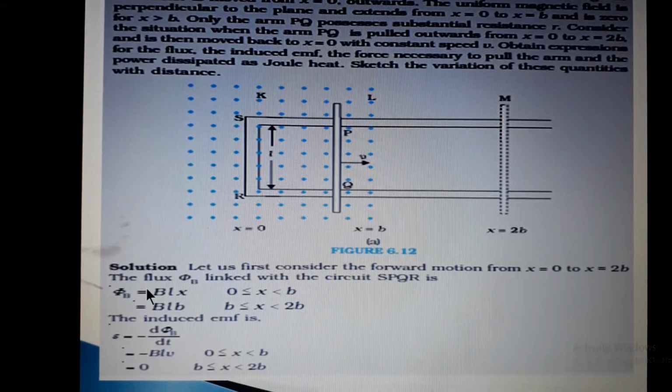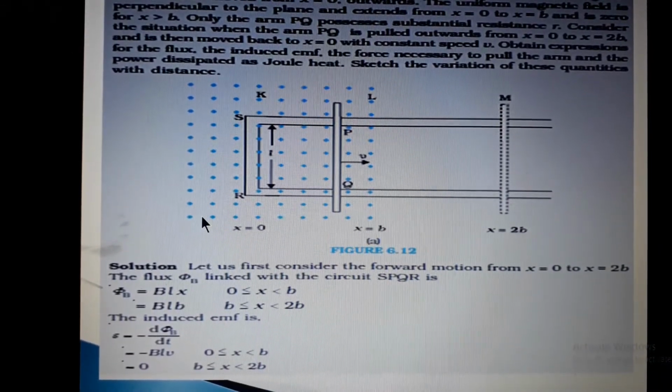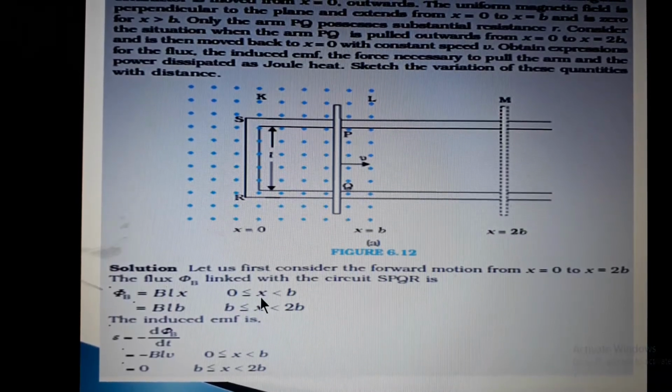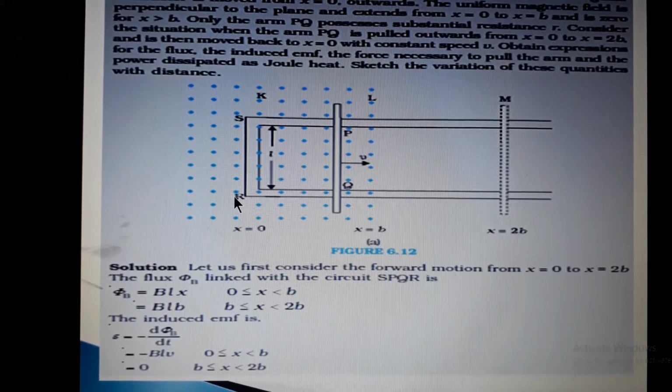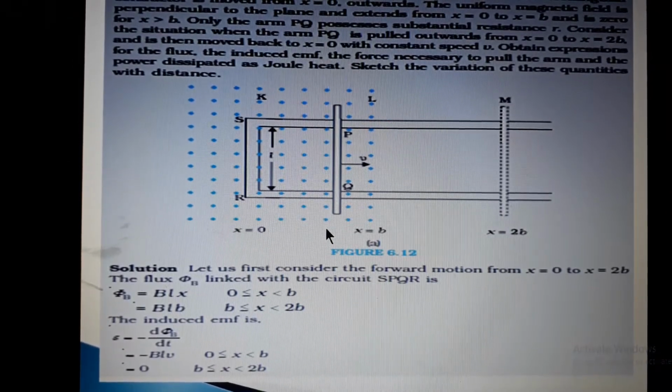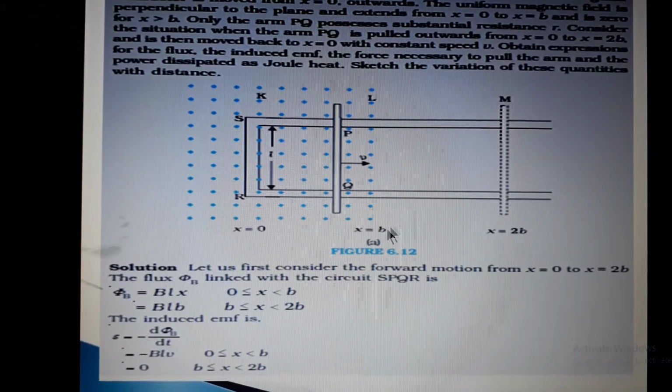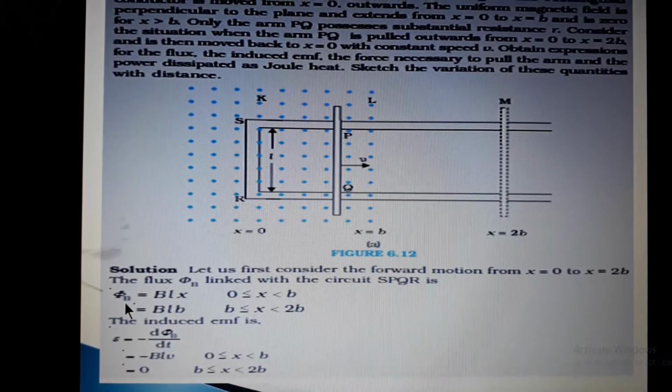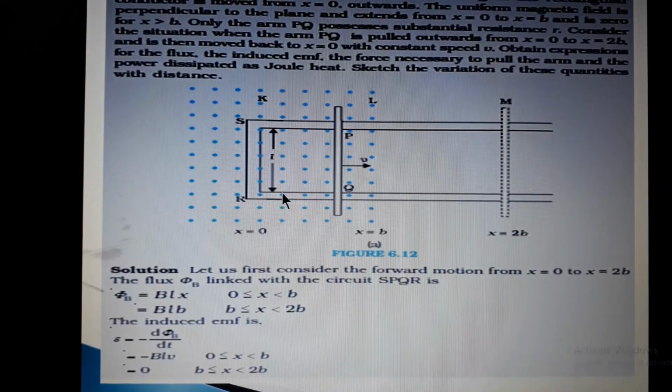First of all, find phi. Now you should understand there are only two conditions: one is when x is between 0 and b, and the other is when x is between b and 2b. So find the flux phi. Phi is equal to B into A, where A means area. If this is rectangular, area is equal to length into breadth. So here it is L into x, so phi is BLx.